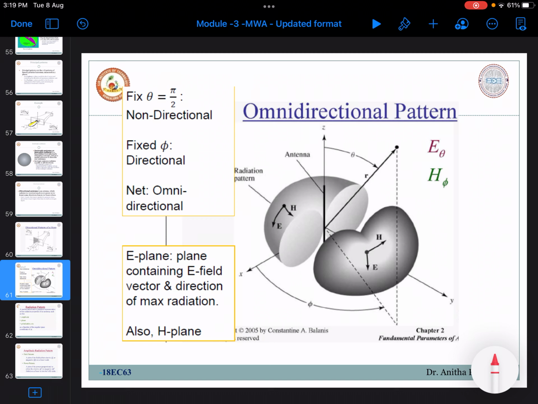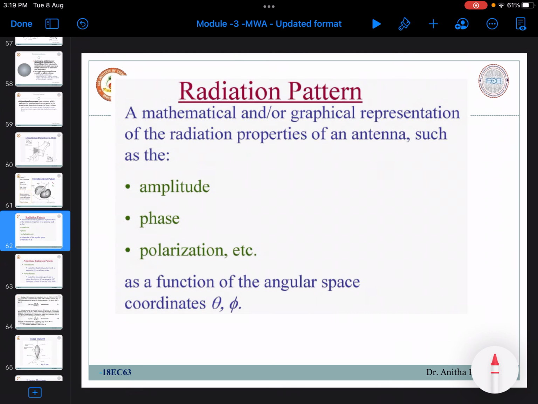Next is the omnidirectional radiation pattern. As I have told you, it has a directional radiation pattern in one direction and a non-directional radiation pattern in another direction. So that is the case of the omnidirectional radiation pattern. You can observe here a donut shape in the vertical plane. If you cut, you will get a circle in the case of H plane. So this is the best example of an omnidirectional radiation pattern.